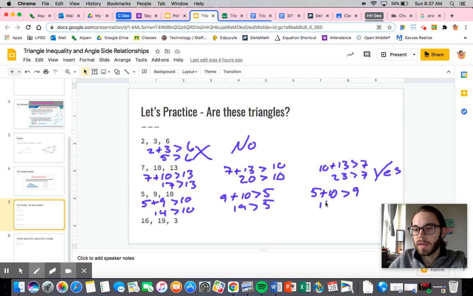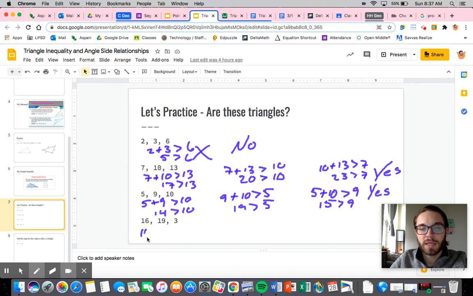Now, obviously, I'm going through the process of showing you how you would check to be 100% certain. There's obviously shortcuts you can figure out, right? Like 9 plus 10 is going to clearly be bigger than 5 when both 9 and 10 are bigger than 5. Really, the big thing that you want to check is the two smallest ones bigger than the third one? But I'll go through the process of it as well.